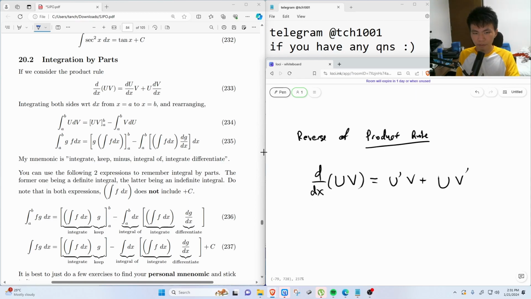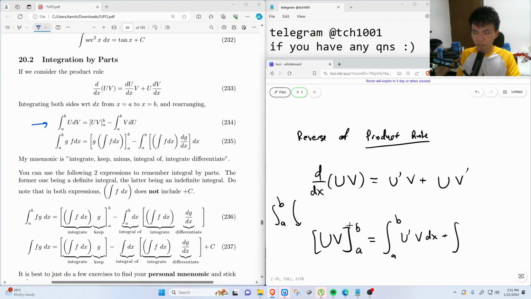There are two scenarios over here. One is the case where we're doing a definite integral. In that case, taking the definite integral from a to b on both sides yields u v evaluated at b minus evaluated at a, equals the integral from a to b of u prime v dx plus the integral from a to b of u v prime dx.